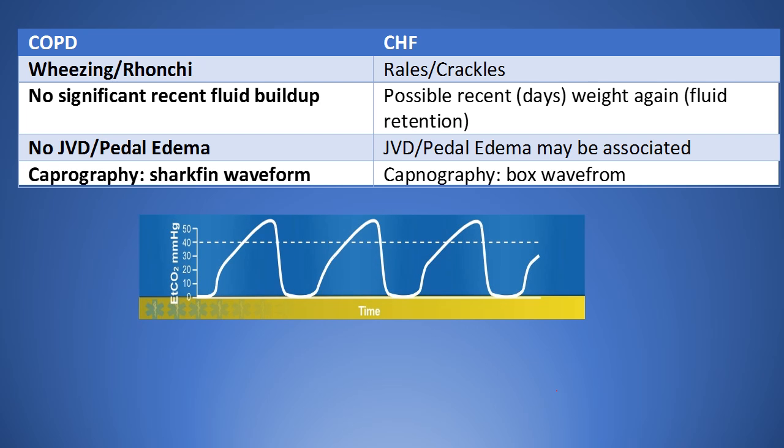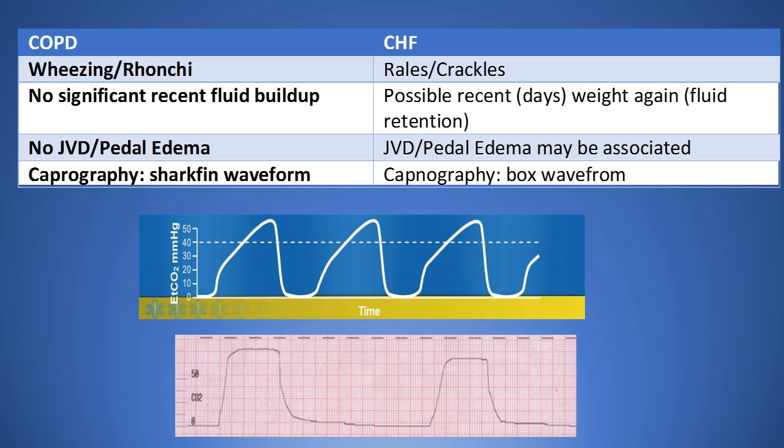Again, with COPD, with wheezing and things like that, anytime you have bronchospasms, you're going to have the shark fin waveform. With CHF, the issue is not bronchospasm. The issue is the fact that we have fluid buildup in the alveoli. And again, you can have both, but if we're trying to make a distinction between COPD and CHF, look at their CO2.